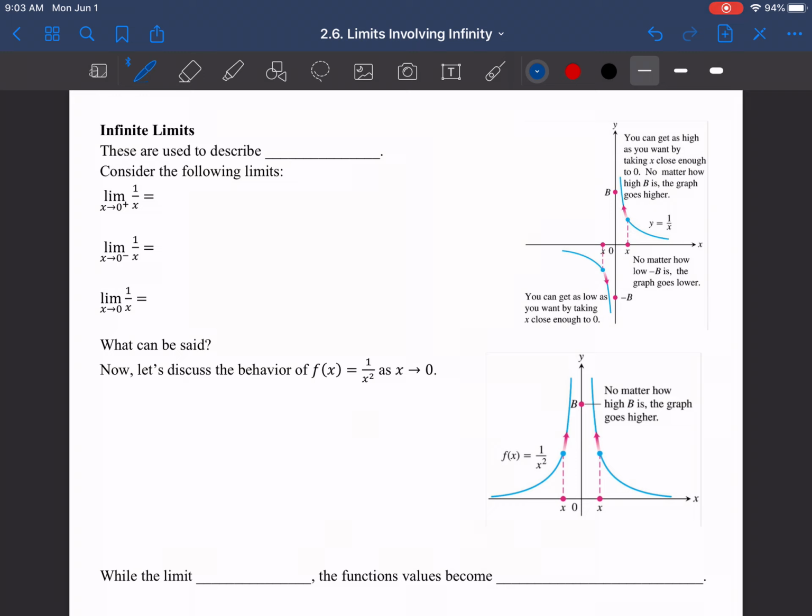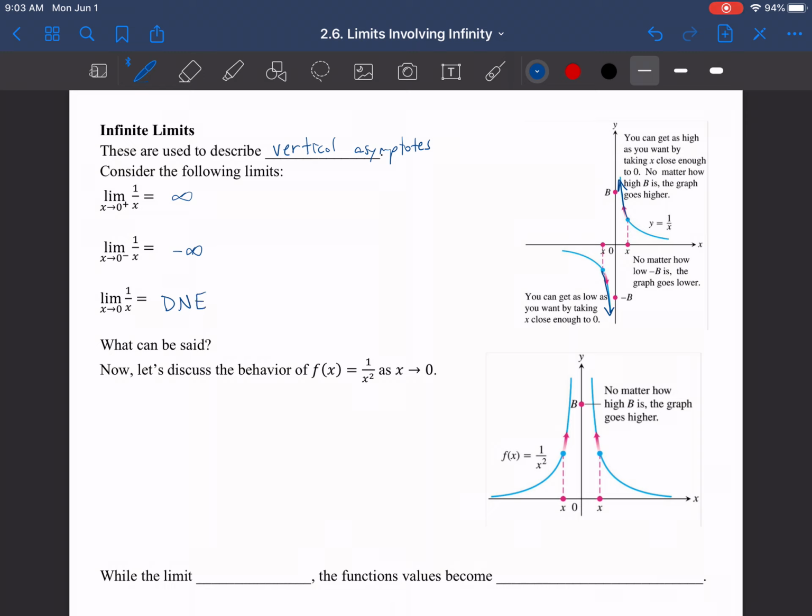Here, infinite limits. These are used to describe vertical asymptotes. Okay, so consider the following limits. The limit as x goes to 0 from the plus side here on this graph. If we look here, we're blowing up to infinity as we do that, of 1 over x, and so this is going to be infinity. The limit as x goes to 0 from the negative side, that's down here as we blow up down toward negative infinity. And then the limit as x goes to 0 here does not exist because the left and right limits do not match.